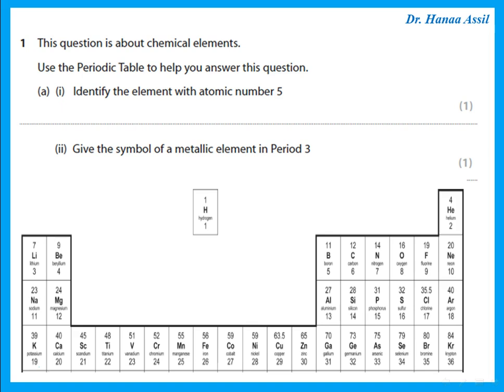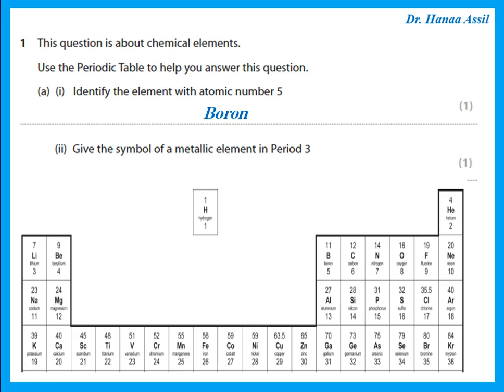Where is atomic number 5? Remember, atomic number is the small one or the big one? Remember that atomic number is the small one in the periodic table, and this is the number of protons. So the atomic number 5, if you look at the periodic table, the atom is boron. This is the one that has atomic number 5. So remember, atomic number is the small number from the periodic table. It is the number of protons in the nucleus of that atom.